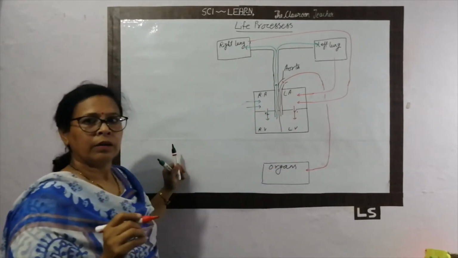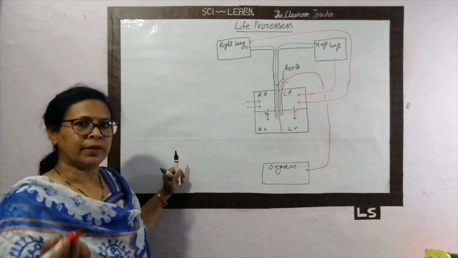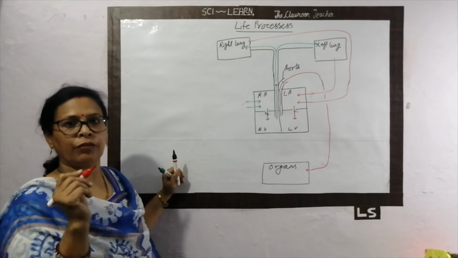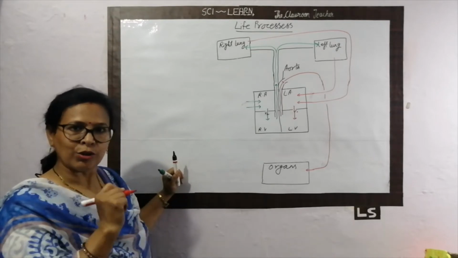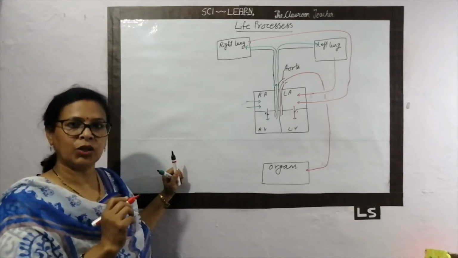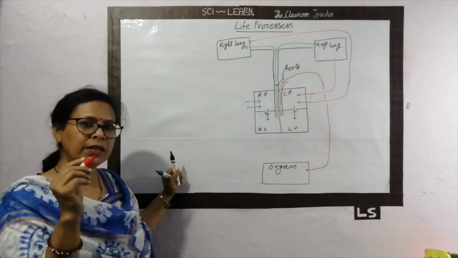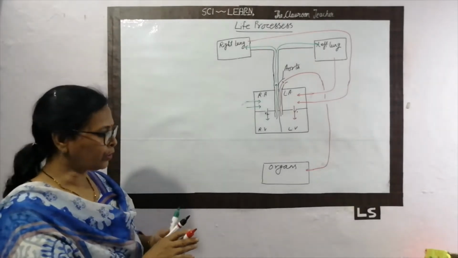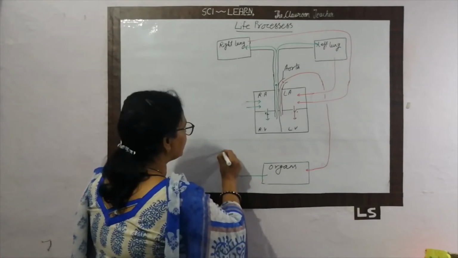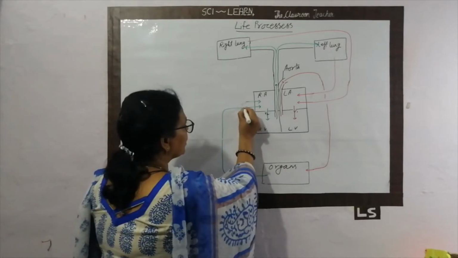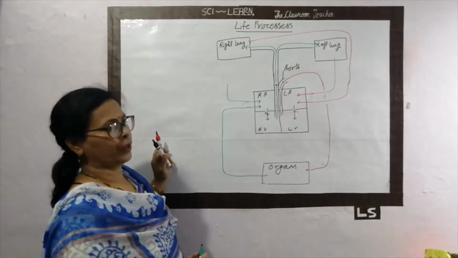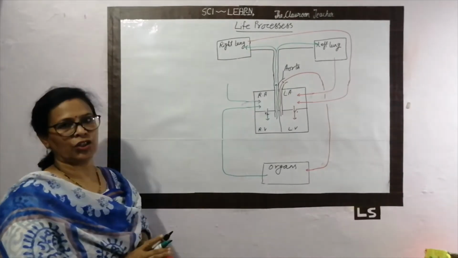Then the organs oxidize or respire. When food, the nutrients, combine with oxygen, they form energy, and they also form carbon dioxide. Just remember the equation for aerobic respiration: C6H12O6 combines with O2 to form CO2. When the CO2 is formed, this is deoxygenated blood. This deoxygenated blood is collected from all the organs, from the upper side as well as the lower side, and reaches the right atrium. So this is the complete circulation in our body.